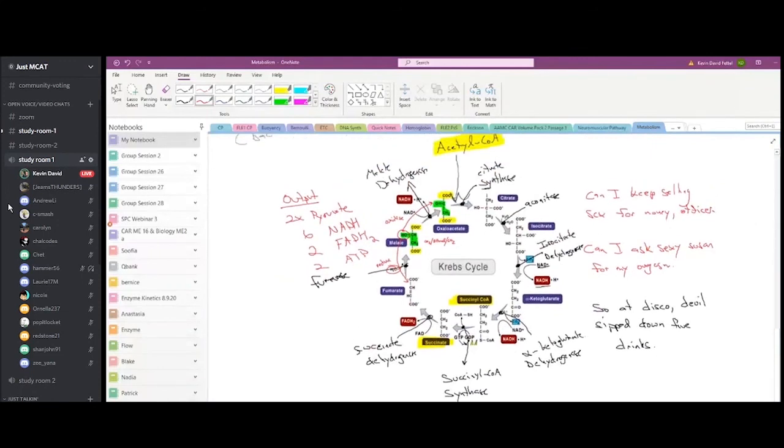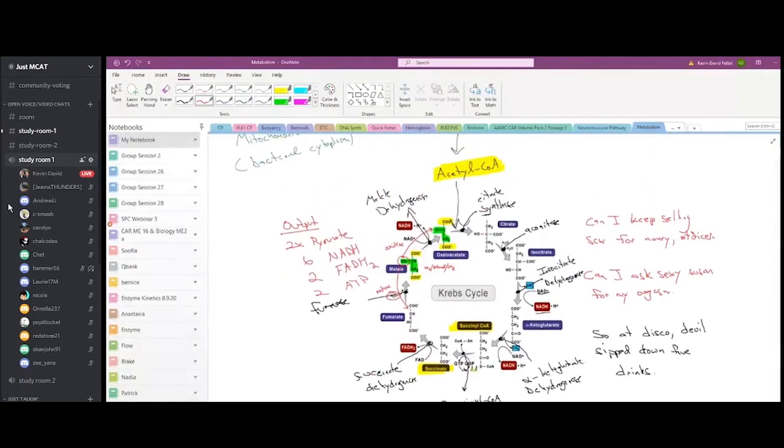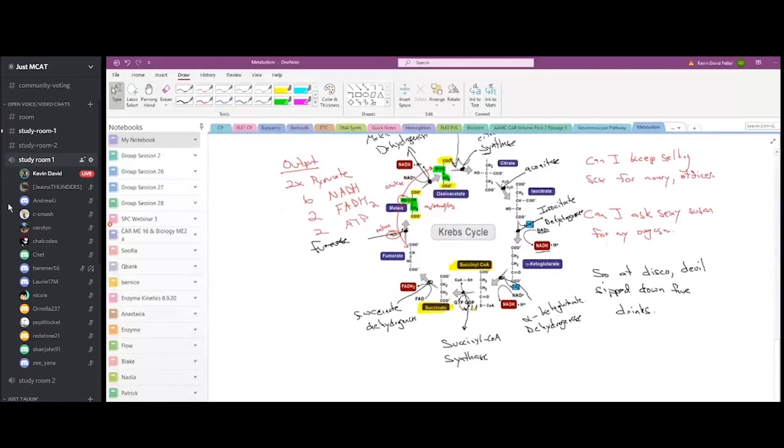Any questions on that so far? Was that helpful-ish? Yes, thank you. Okay, so we got the ETC next, the electron transport chain. Any questions, comments, concerns, or insults? I take them all before we move on to the ETC.